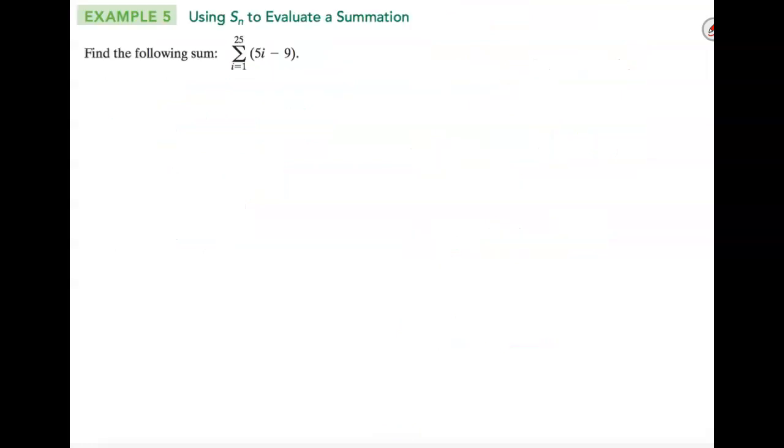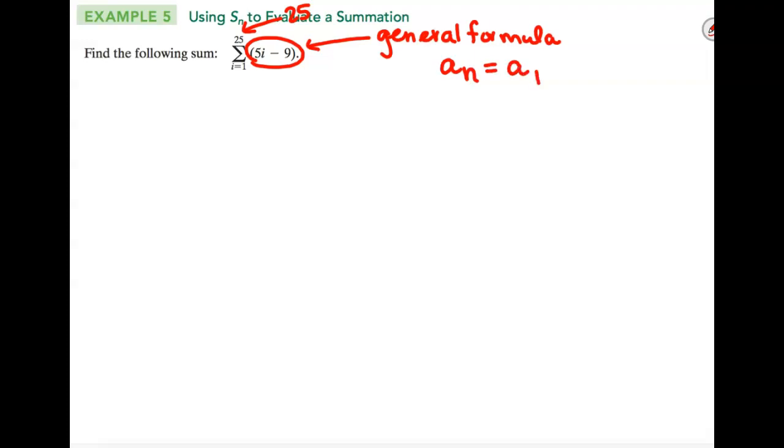All right, continuing on. Here's example 5 where we have summation notation with our sigma. So what does this represent? There are 25 terms in this sequence, and this piece here is your general formula. So if you think back to the general formula, A sub n equals A sub 1 plus D times n minus 1, that's the general formula.